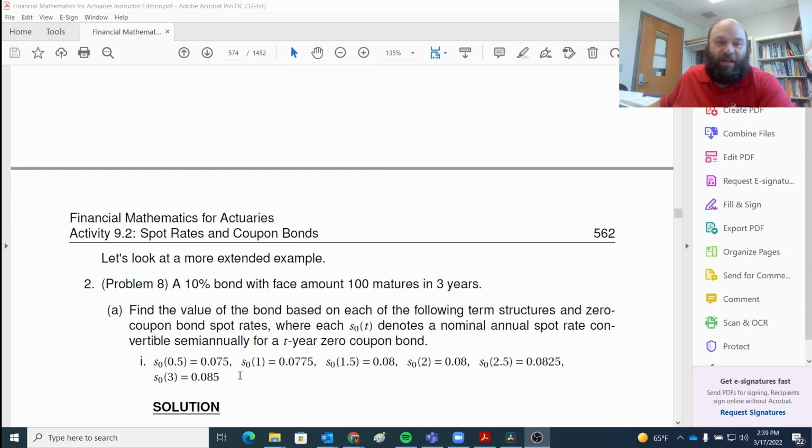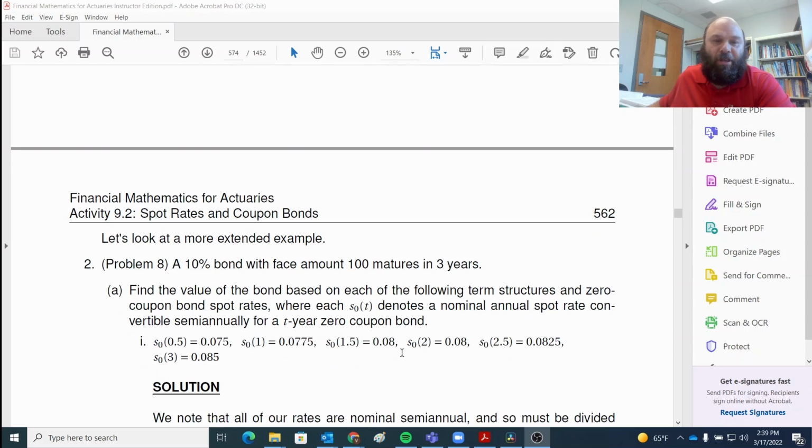All the spot rates are increasing. And notice these are, by the way, nominal spot rates convertible semi-annually. So if you made some mistakes, that's where you probably made them: you forgot to divide each of these by 2. If you made that mistake, I'm going to pause. You can pause again and reattempt at least some of these. But let's move on. We'll take a look at the answers.